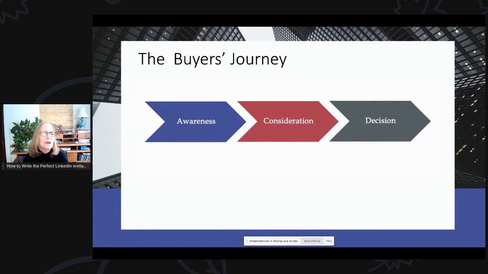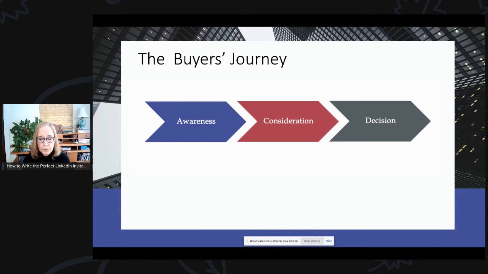Enough about me. Okay, let's talk about the buyer's journey. Now, the reason I'm talking about this is because everything you do on LinkedIn needs to be tied back in some way to this. And I'm going to explain to you exactly what that means. The buyer's journey is the stages that a buyer goes through before they purchase from you. Okay, so the first stage is awareness.